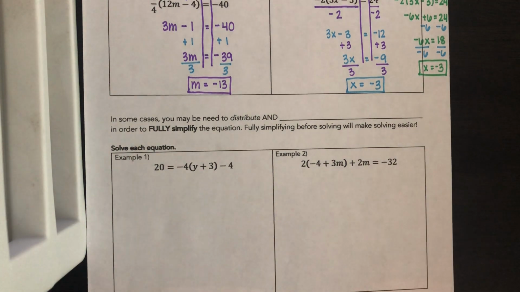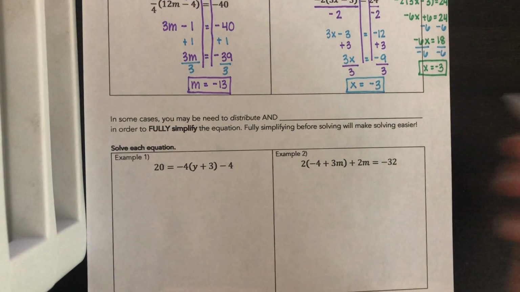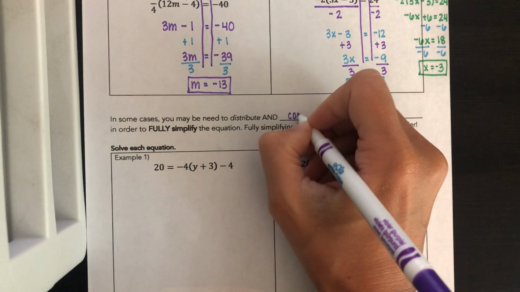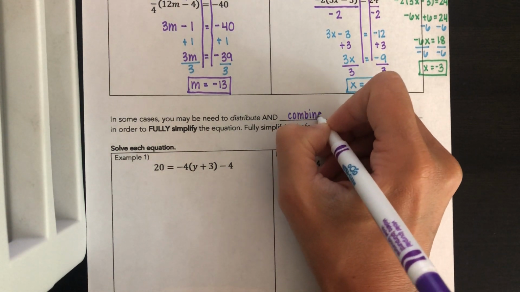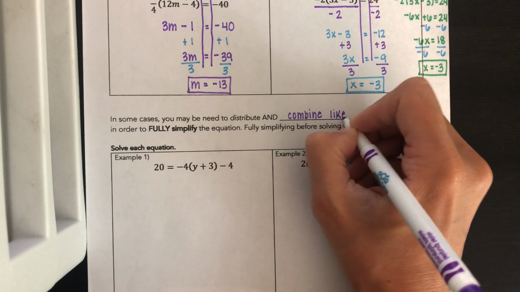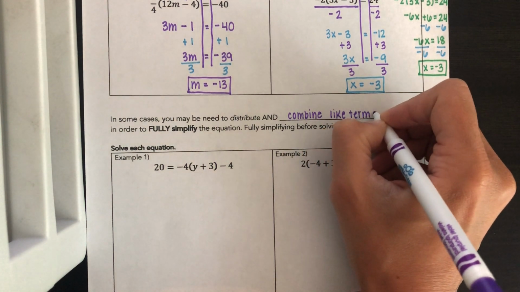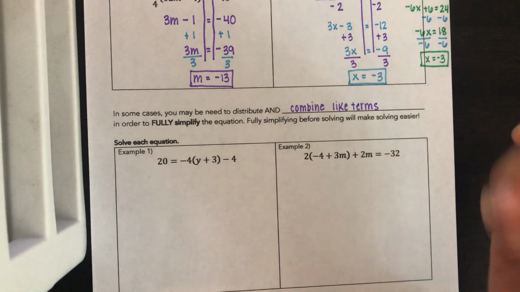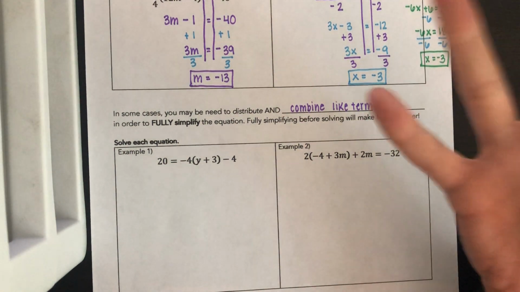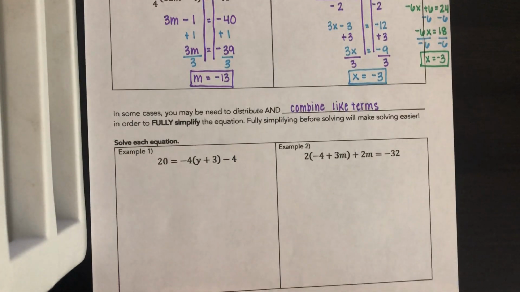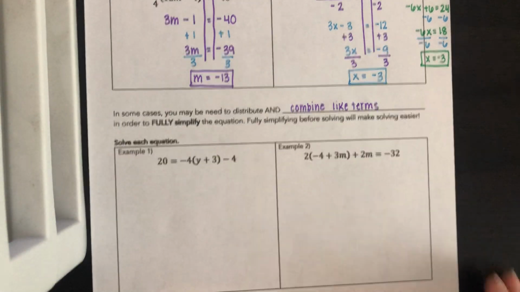Now, of course, in some cases, like we looked at with our distributive property notes today, you may need to distribute and combine like terms in order to fully simplify the equation. And fully simplifying before you solve, of course, will make your life a lot easier. That's the whole goal of simplifying. So let's take a look at some examples.